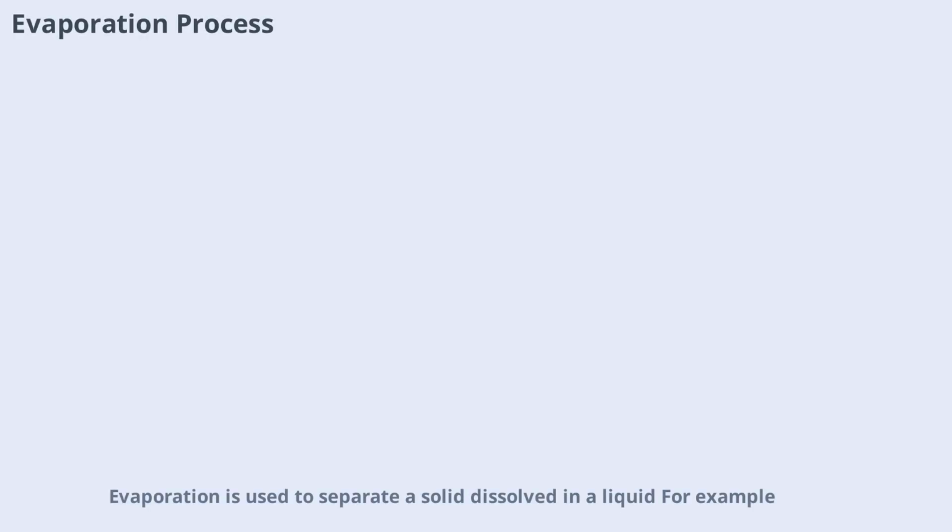Evaporation is used to separate a solid dissolved in a liquid. For example, salt is obtained from seawater by allowing the water to evaporate, leaving the salt behind. The process involves heating the mixture so that the liquid turns into vapor and escapes while the solid remains. This method is widely used in salt production and in laboratories to recover dissolved solids.